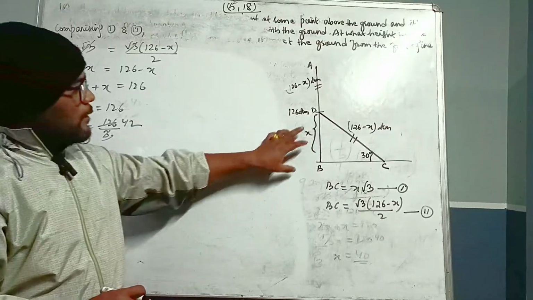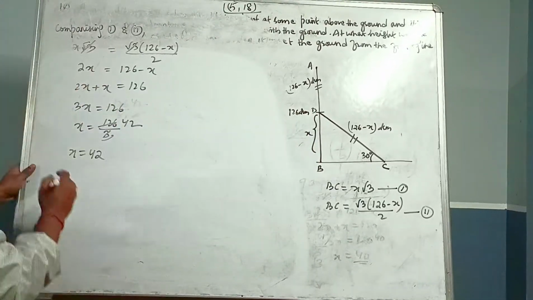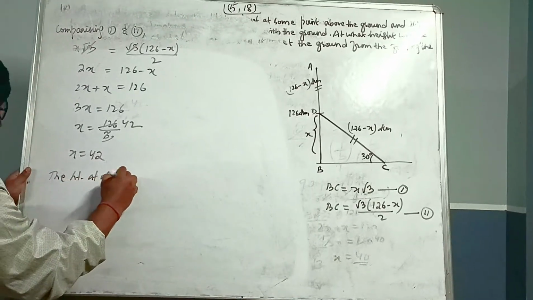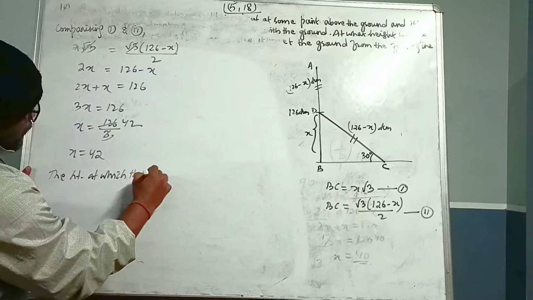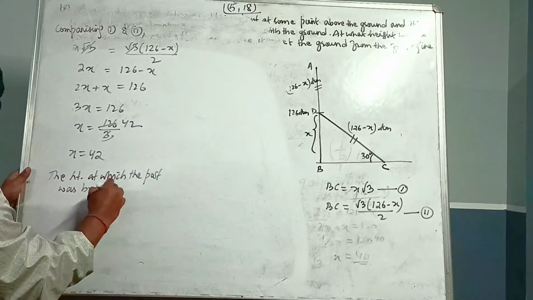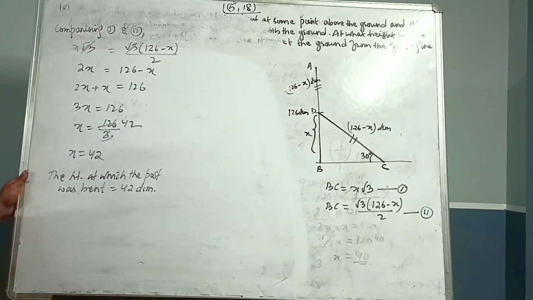That means the post was bent at the height of 42 decimeter. The height at which the post was bent equals 42 decimeter. Hope you have understood.